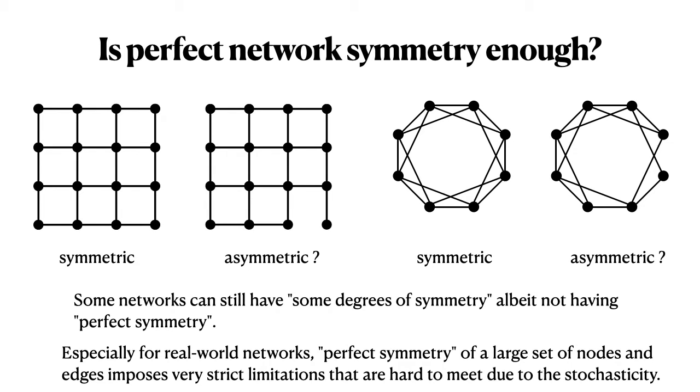So why is that important? Why is approximate network symmetry important? It is because, especially in the case of real-world networks, perfect symmetry for a large set of nodes and edges imposes a very strict limitation that is hard to meet due to the stochasticity of networks, especially for real networks.